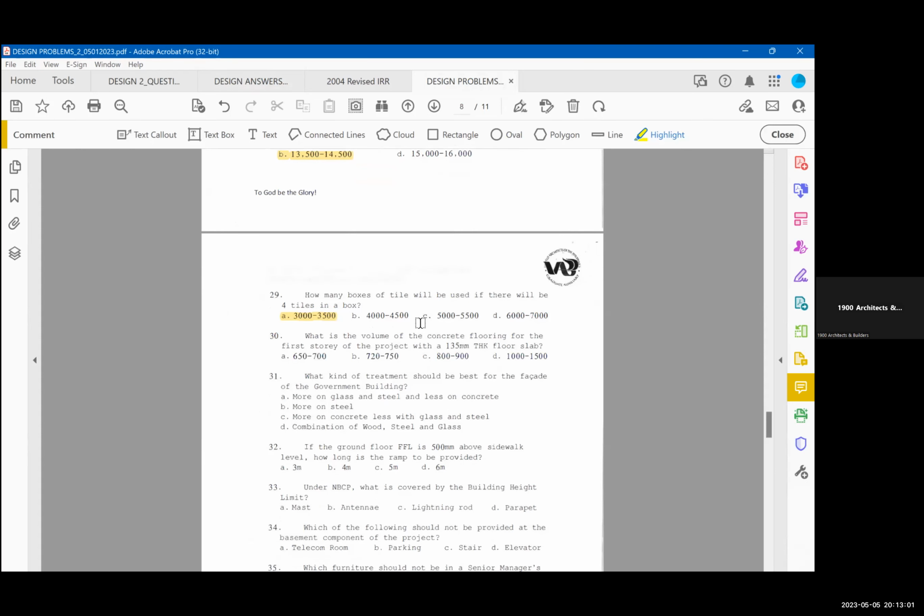Number 30. What is the volume of the concrete flooring for the first story of the project with a 135 mm thick floor slab?